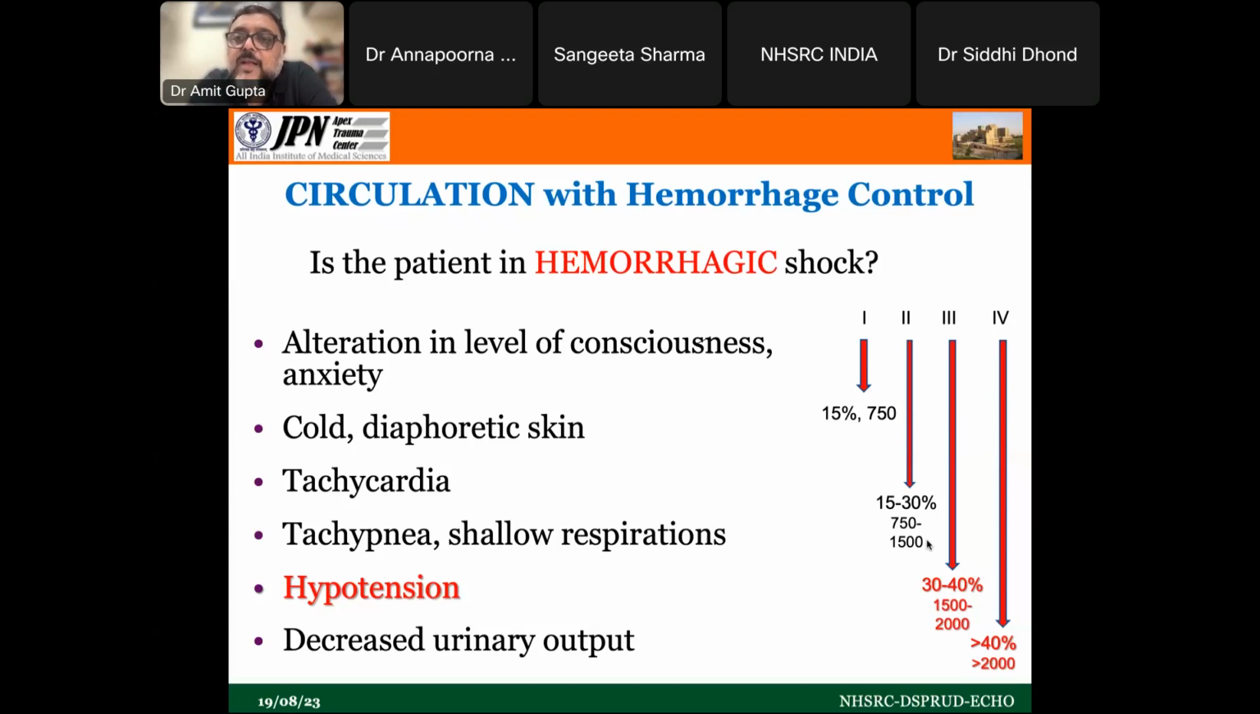So you can see there are early signs of hemorrhage much before hypotension starts showing itself. So any patient, remember, who is hypotensive when he reaches your emergency room has already lost 1.5 liters of blood. You should be very active in finding out from where this patient is bleeding. And finally, decreased urine output will occur because the systems will start failing.